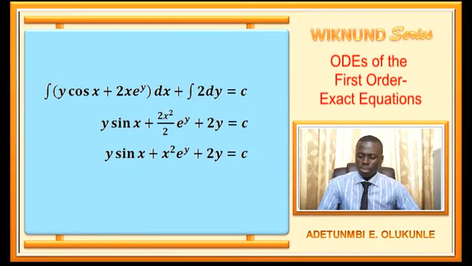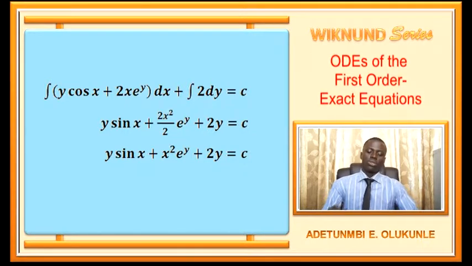Okay, integrating y cos x, I have y sin x, plus this is 2x squared over 2 times e to the y, plus 2y equals c. So I have y sin x plus x squared e to the y plus 2y equals c as the solution to the given first order ordinary differential equation that we found out to be exact.